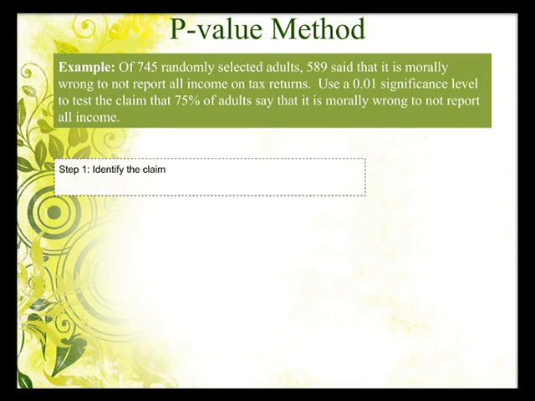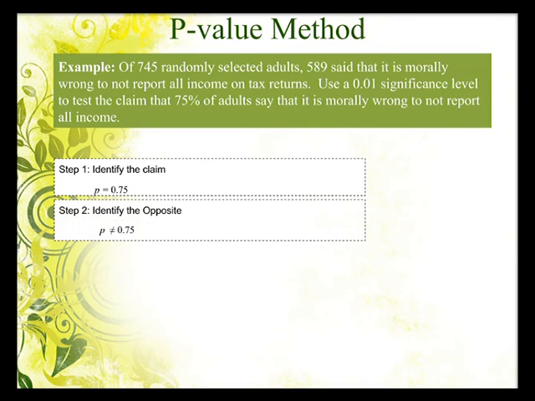So first of all, let's identify the claim. In this case, the claim is that 75% of adults say it's morally wrong, which is to say the proportion of adults is exactly equal to 75% is the claim. So we're going to use p equals 0.75 for our claim. The opposite of equals then is not equals.